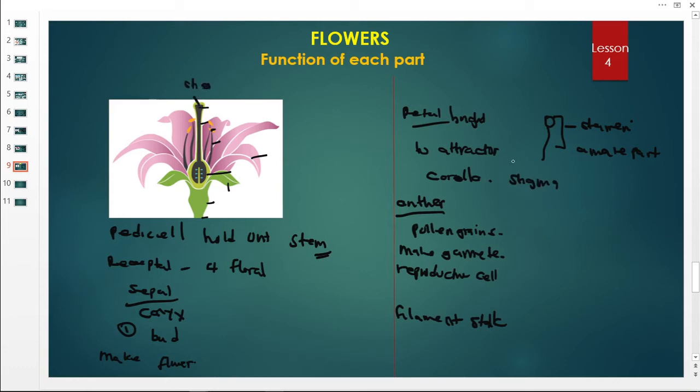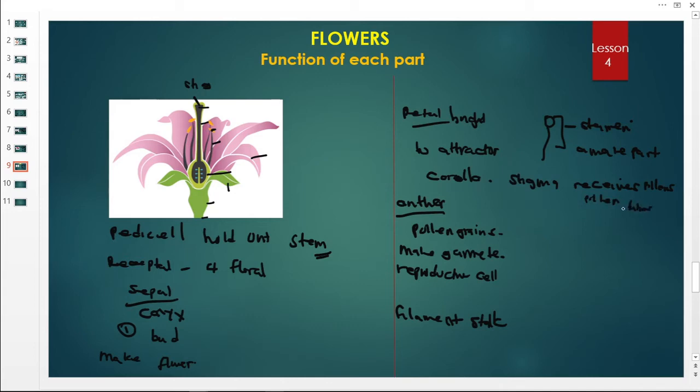Its work is to do what? To receive pollen grains. So the stigma receives pollen grains that are produced by the anthers from here, just here. Then when these pollen grains reach the stigma, what's going to happen? They are going to grow into pollen tubes. The moment the pollen grains sit on the stigma, they are going to grow into pollen tubes.